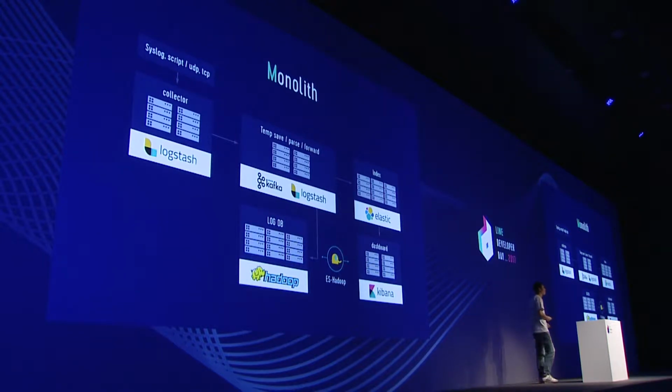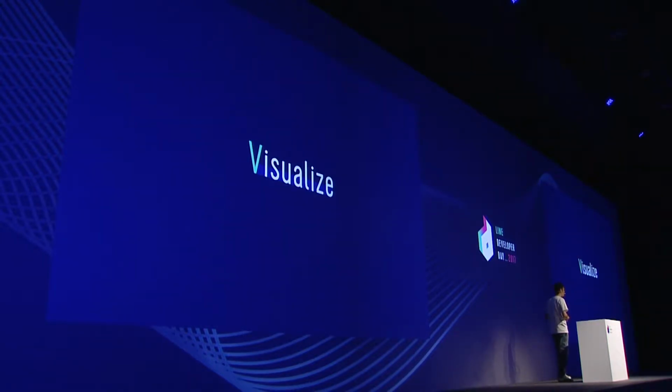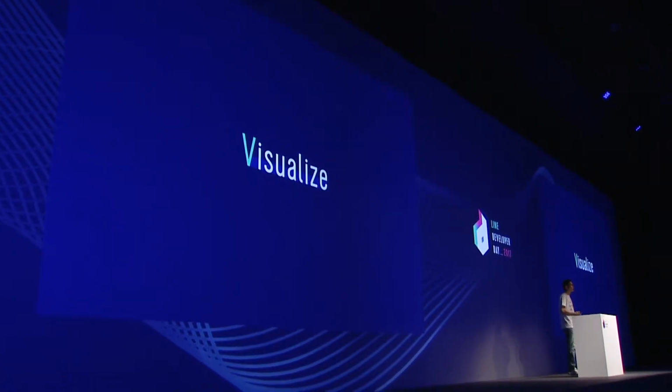Human beings get 83% of their information from vision. If we visualize systems and security status, people can easily understand what's going on. And also, what's the normal state? What's the abnormal state? Visualization can help you decide or judge the situation. I would like to give you a couple of examples here.